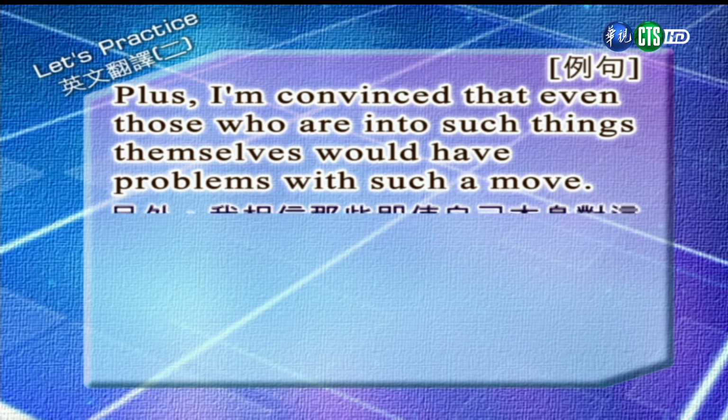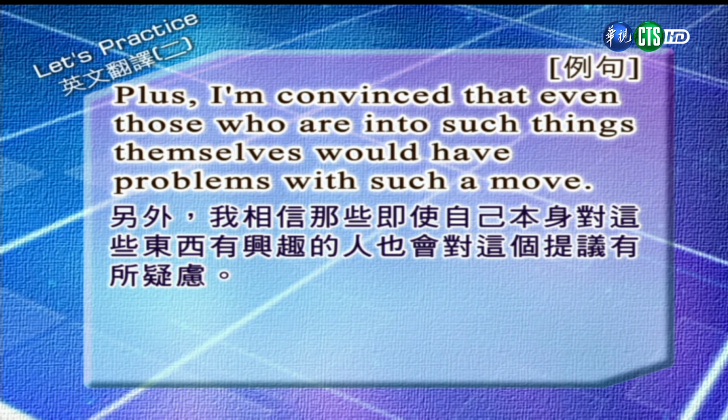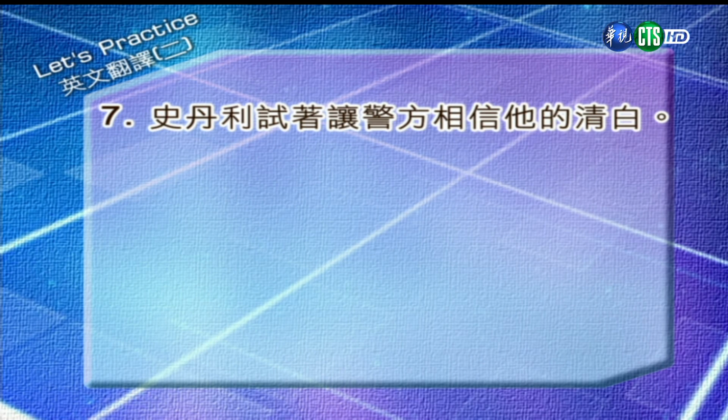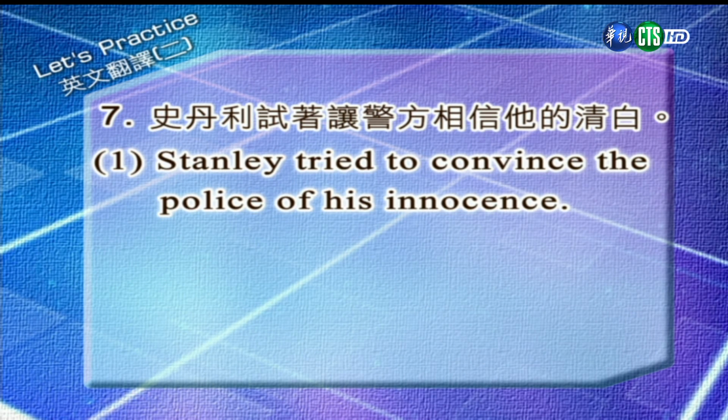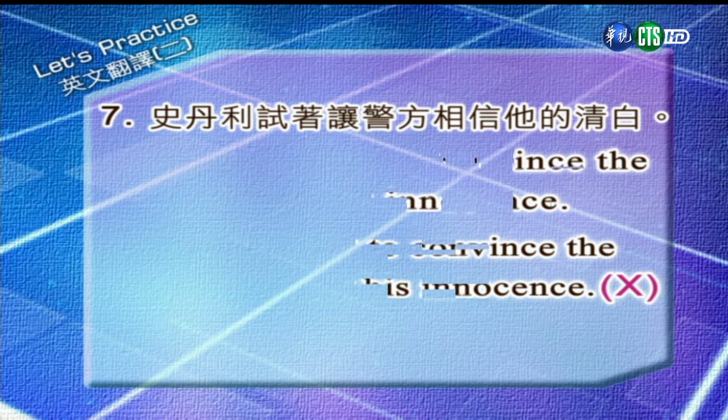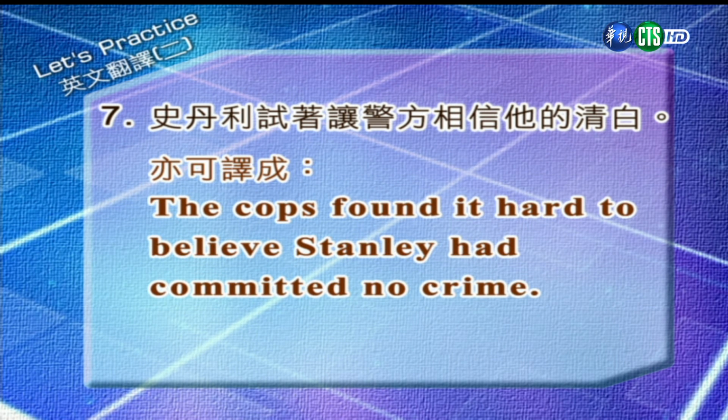such a move. 另外，我相信那些即使自己本身对这些东西有兴趣的人，也会对这个提议有所疑虑。我们看 convince 相信，convince someone of something 使某人相信某事。史丹利试着让警方相信他的清白。Stanley tried to convince the police of his innocence. Stanley tried to convince the police about his innocence. 我们看哪个错了？第二个，应该我们刚刚说是 of 啊，不是 about，这个介系词要注意。另外翻翻看。The cops found it hard to believe Stanley had committed no crime.